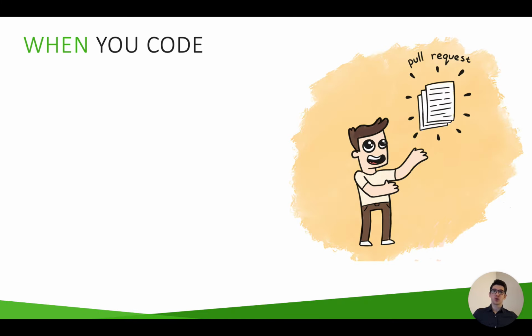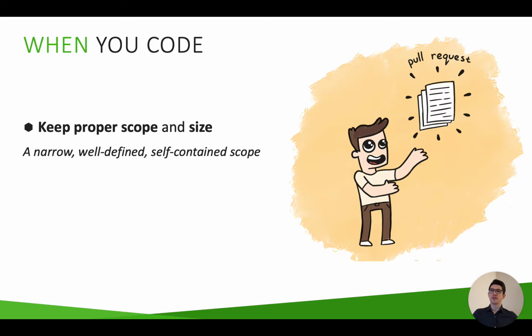So when you code, it is very important to keep a proper scope and size. Changes should have a narrow, well-defined, self-contained scope that they cover exhaustively. For example, a change may implement a new feature or fix a bug. Shorter changes are always preferred over longer changes.